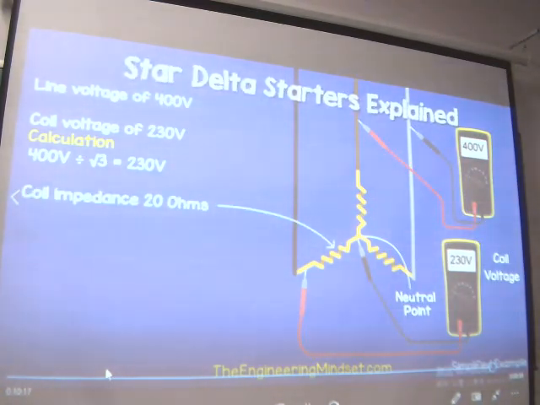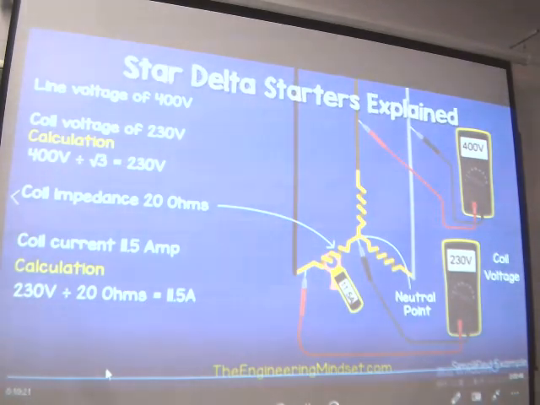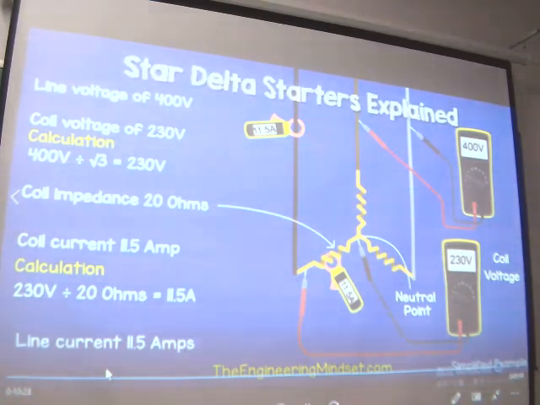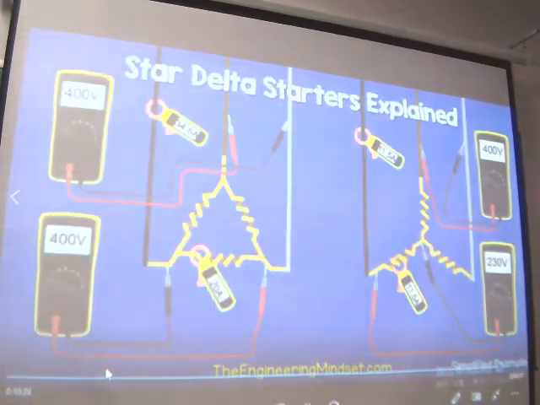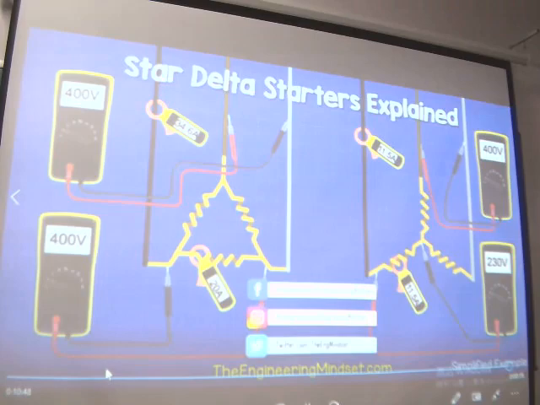If the coil is again 20 ohms of resistance or impedance, then the current is calculated by 230 volts divided by 20 ohms, which is 11.5 amps. The line current in this design will also therefore be 11.5 amps. So we can see with the delta connection, the coil is exposed to the full 400 volts between 2 phases, but the star connection is only exposed to 230 volts between the phase and the neutral point. So we can see that the star uses less voltage and therefore less current compared to the delta version, and that is why we use it first.